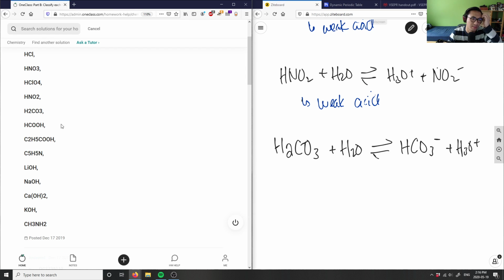And then, okay, next is HCOOH and C2H5COOH. Both of these guys are weak acids because they're organic acids. So the rule is basically with an organic acid, such as this here, methanoic acid, and this guy here would be propanoic acid. These guys here are organic acids, so therefore they're always weak acids. So 1, 2 is a weak acid.